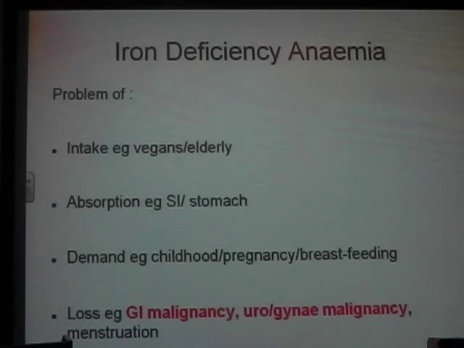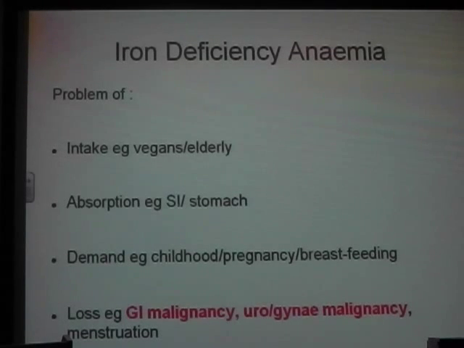With any of your deficiencies, it's a really good idea if you can break it down and categorize it. So we can break the iron deficiency down into either a problem of intake, absorption, demand, or loss. So intake, a lot of iron comes from meat, so vegans, for example, or the elderly who have a really poor diet, a tea and toast diet.